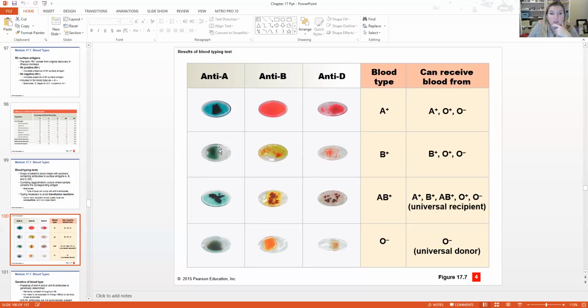Let's look here. There's no clumping here. It's a nice smooth kind of bluish green color. There's clumping here that occurs, and there's clumping here that occurs. This person is B positive. Here there's clumping in all three, so this person is AB positive. Here there's no clumping at all, so we have O negative. So that's what you're looking for when we do these blood typing tests in lab. You're looking for clumping. Clumping means a positive test.